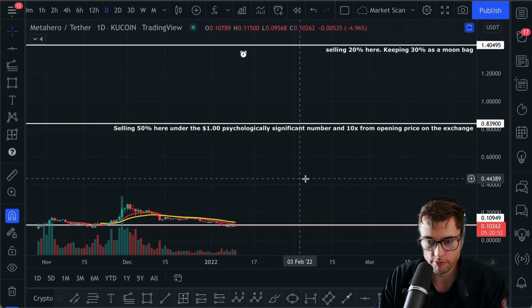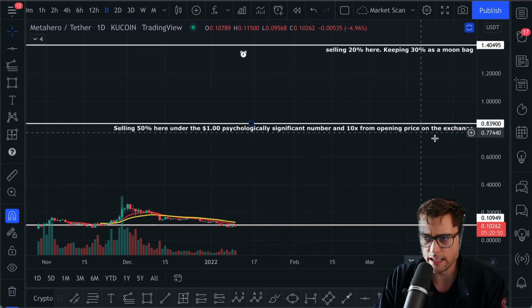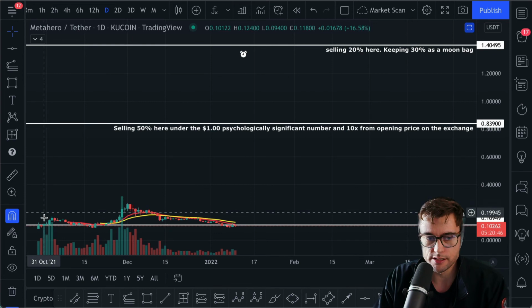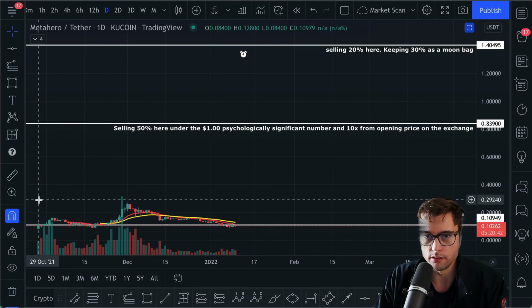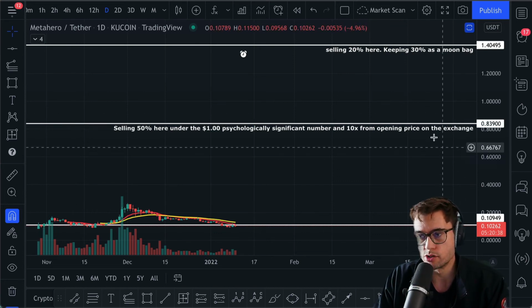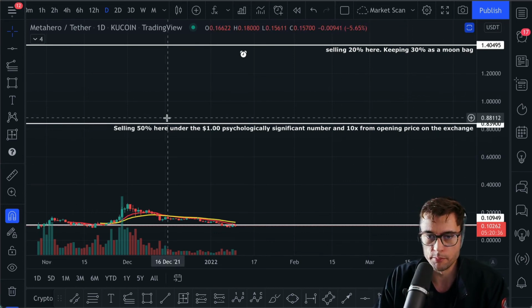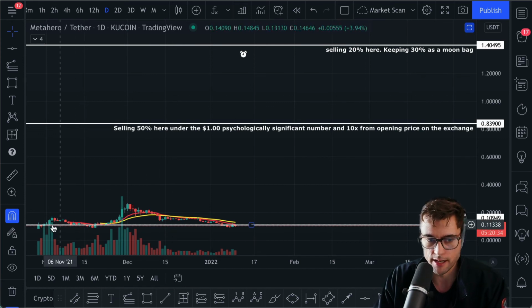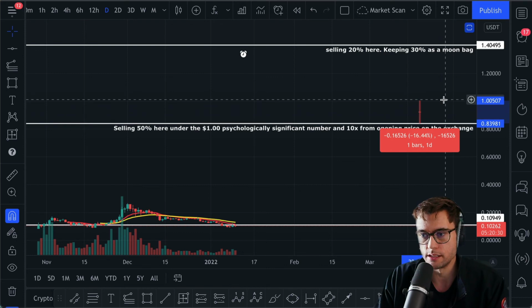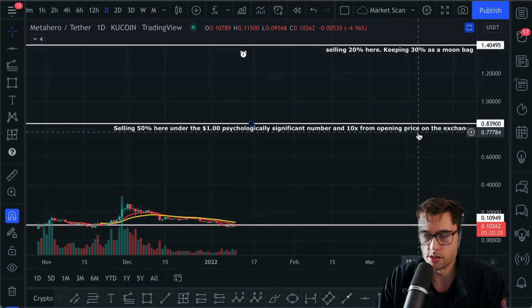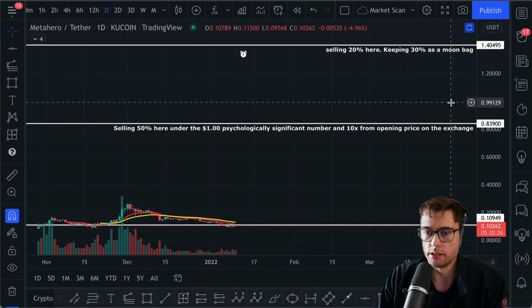something blows up. So the 84 cents is 10x of the opening price. The 10x of 0.084 is 0.84. So I want to get out just below 0.84 because that's 10x of the opening price, and it's about 16-17% below the $1 number. So that's a psychologically big number.